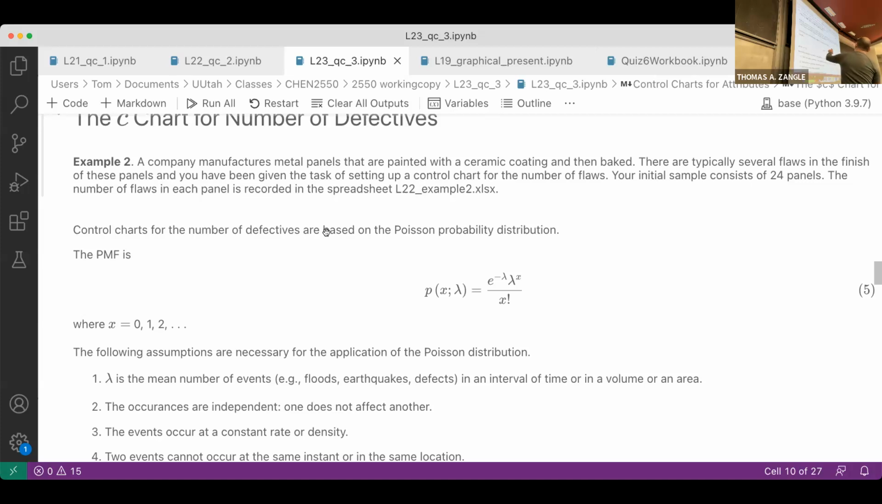But let's say that we're manufacturing metal panels, and there are some flaws in the finish of these panels, right? And we want to set up a control chart for the number of flaws. So again, it's a control chart. So this means we're going to have the same thing. We're going to have some estimate of what the center is and what the upper and lower limits are, and we're going to plot our number of defects and see if it lies inside of those bounds.